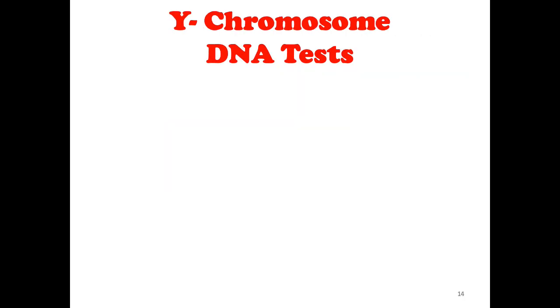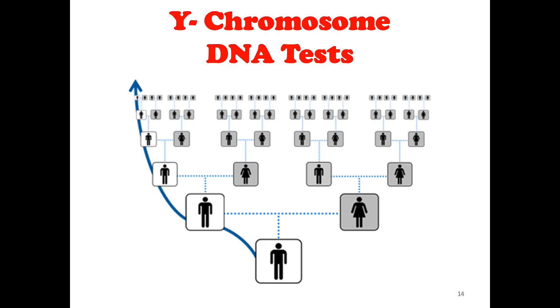Okay, so now we're going to talk a little bit about the different types of DNA. And the Y-DNA, as I said, is inherited by the man, and it's strictly along the male ancestry. It goes back along one line, and it traces back to an original founder, and it's passed down generation after generation from father to son.